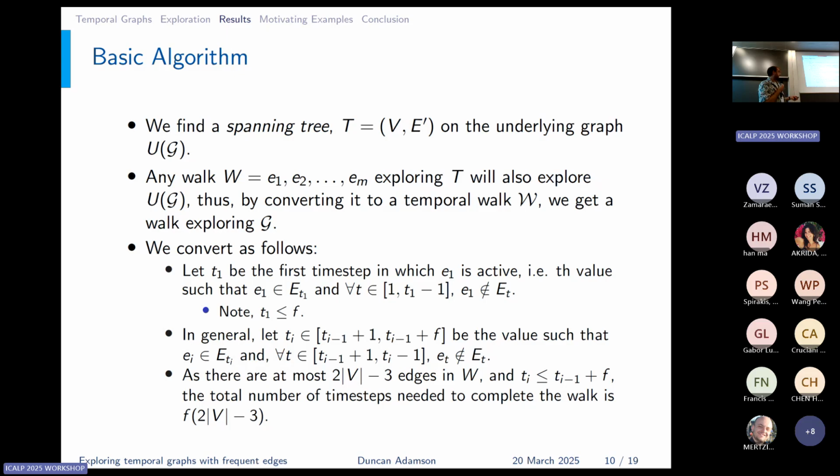In general, we say that the time step t_i, so the time step at which we're transitioning along the ith edge in our walk, is going to be the first time step after t_(i-1) for which the edge i is active. But again, what we have is that we're never going to be waiting more than F time steps, just by the definition of frequency. So each time we're only waiting at most F time steps, and that gives us this upper bound on the exploration of F times whatever the path in exploring the underlying graph is.